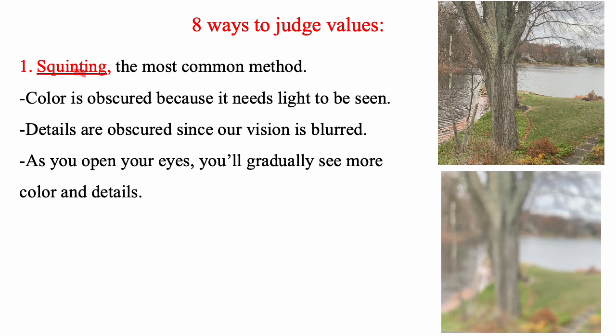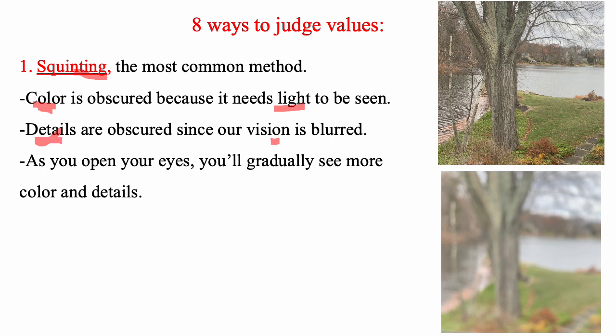Squinting is the most common way to judge values. When we look at a light area, our pupil contracts, and when we look at a shaded area, our pupil dilates. So it's very hard to estimate the two of them accurately. But with squinting, less light gets into your eyes, so you can compare them. Also, color is obscured because color needs light, and details are obscured because your vision is blurred.